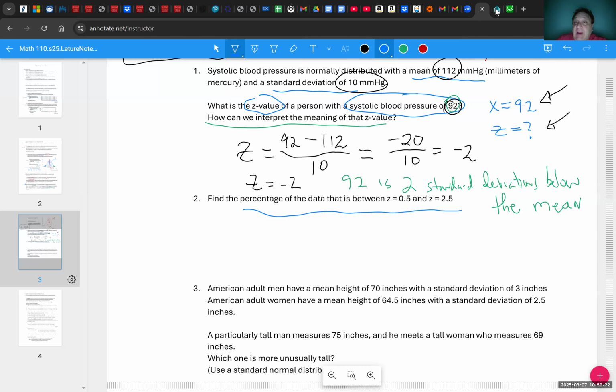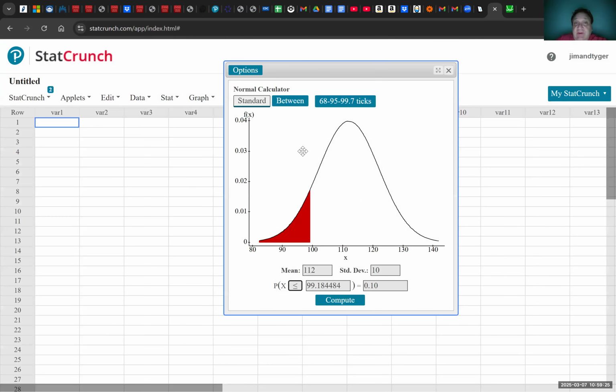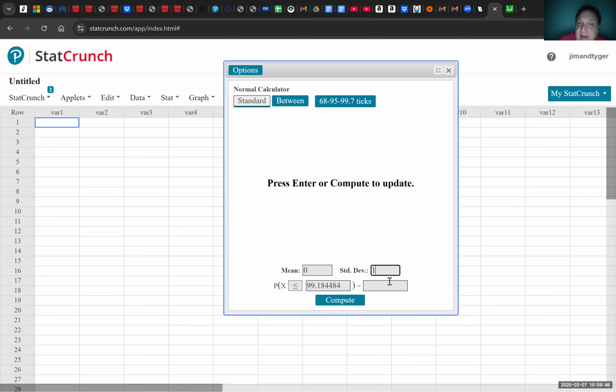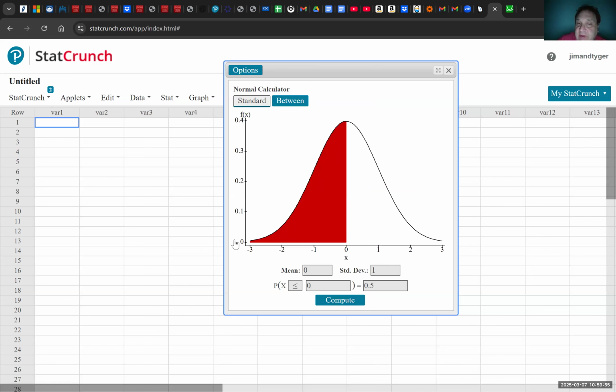So I can go back to my StatCrunch. I can still use the exact same normal calculator to make it into a standard normal calculator. The standard here is not a synonym, it's a different meaning altogether. But to do a standard normal calculator, you know the mean has to be 0 and we know the standard deviation has to be 1. So we just manually change the mean to be 0 and the standard deviation to be 1. And now we have our standard normal distribution right here.